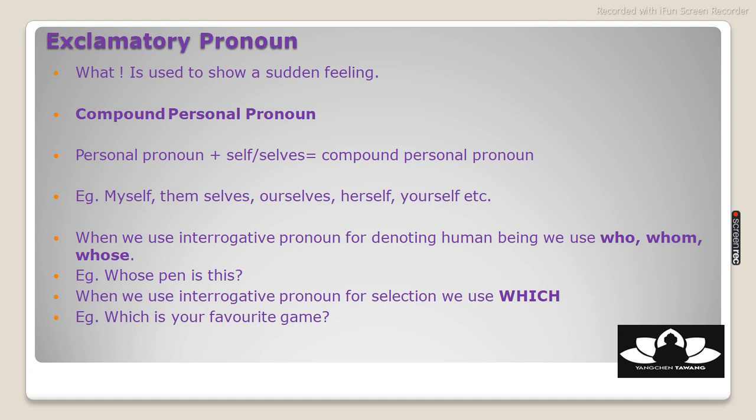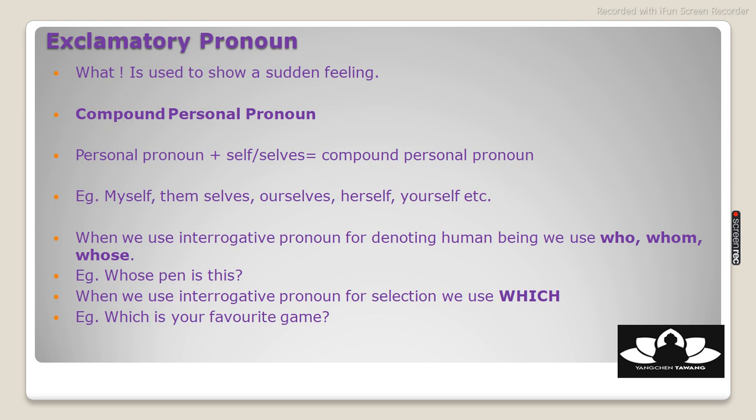So, exclamatory pronoun. An exclamatory pronoun is something which we use when we show a sudden feeling. Suppose we see a beauty and we just say, wow, what a beauty. Suppose our sudden feeling is expressed. An exclamatory pronoun is always used with an exclamation mark. Always remember what we use: what a beauty, what a lovely.